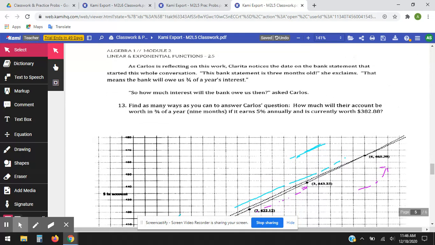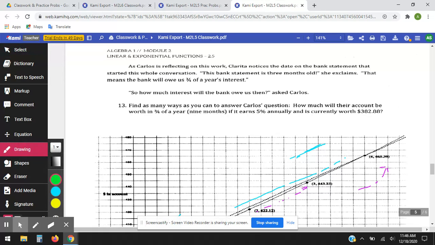Finally, it says, as Carlos is reflecting on this work, he notices the date on the bank statement that started this whole conversation. This bank statement is 3 months old, she exclaims. That means the bank will owe us 3/4 of a year's interest. So how much interest will the bank owe us? So let's go ahead and use Clarita's way of solving this, because that's the one we know is the most efficient.